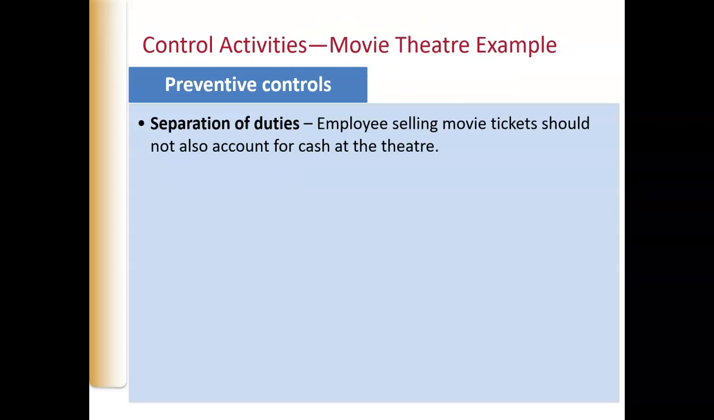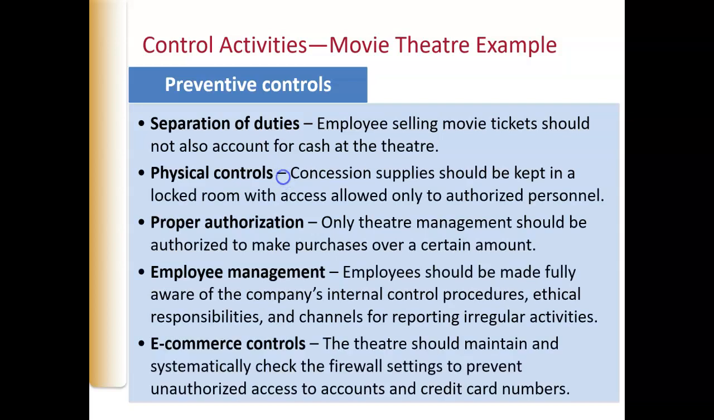So, for a movie theater, they might have various controls such as separation of duties. Employees selling movie tickets shouldn't account for the cash at the theater. That makes sense. Or concession supplies should be kept in a locked room with access allowed only to authorized personnel. Or proper authorization. Theater management should be authorized to make purchases over a certain amount. Or with employee management, employees should be made fully aware of the company's internal control procedures, their ethical responsibilities, and channels for reporting irregular activities. And then e-commerce controls. That's a whole other animal when we're dealing with online, right?